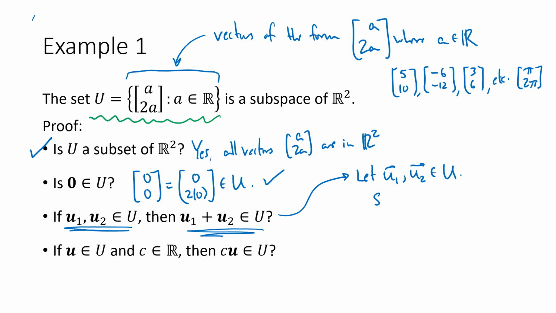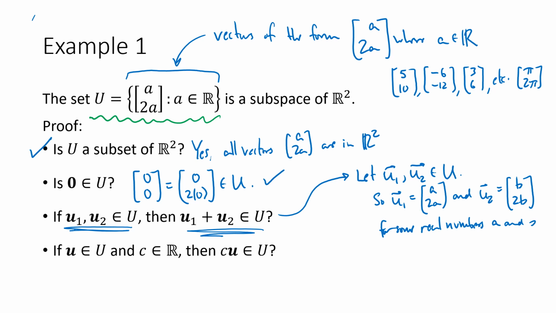So we know that u1 has the form (a, 2a), and we know that u2 has that same form. Now, we don't want to use the letter a again because we don't know that these 2 vectors are the same vector. They might be different vectors. So maybe I'll call it (b, 2b). All I'm really trying to say is that these vectors have the form where the second entry is double the first entry, and we're just doing that algebraically by using letters here. So u1 is (a, 2a) and u2 is (b, 2b) for some real numbers a and b. Okay, so that's what I get out of my hypothesis.